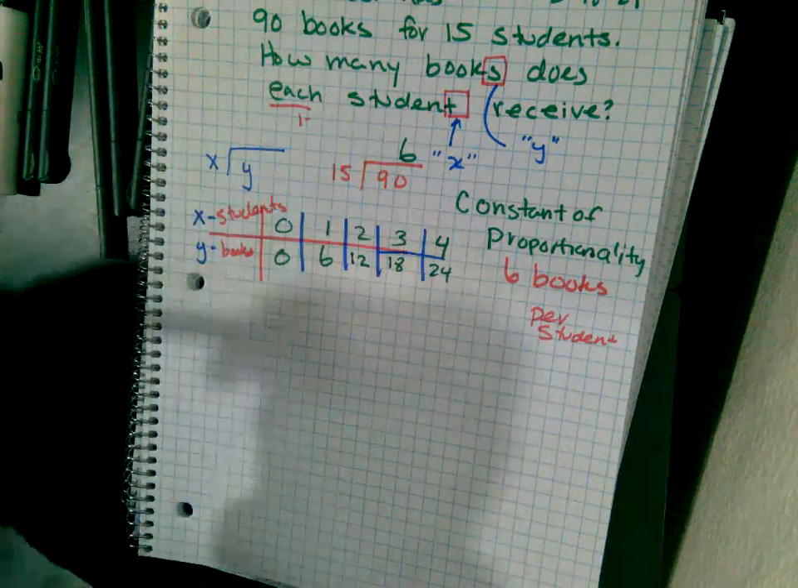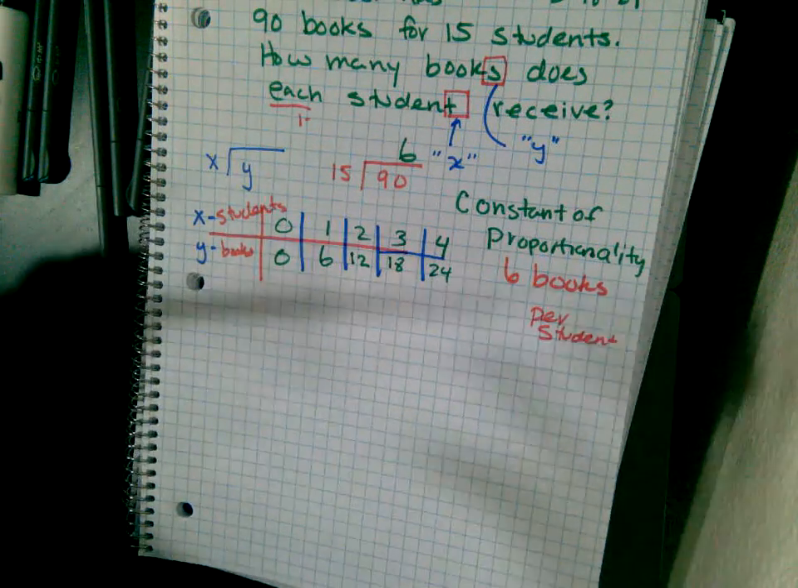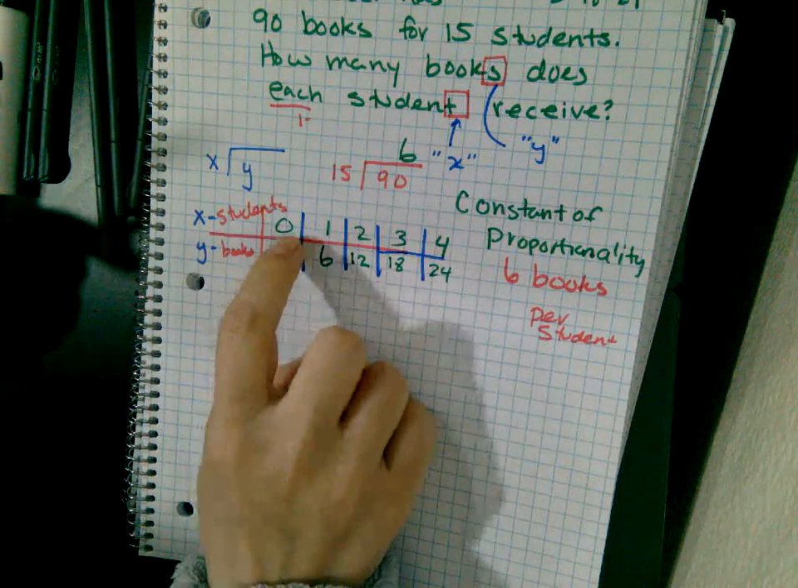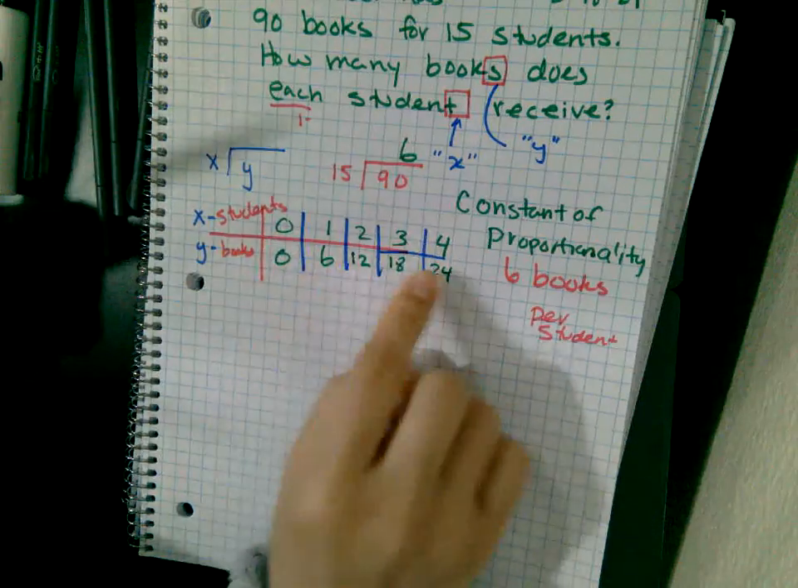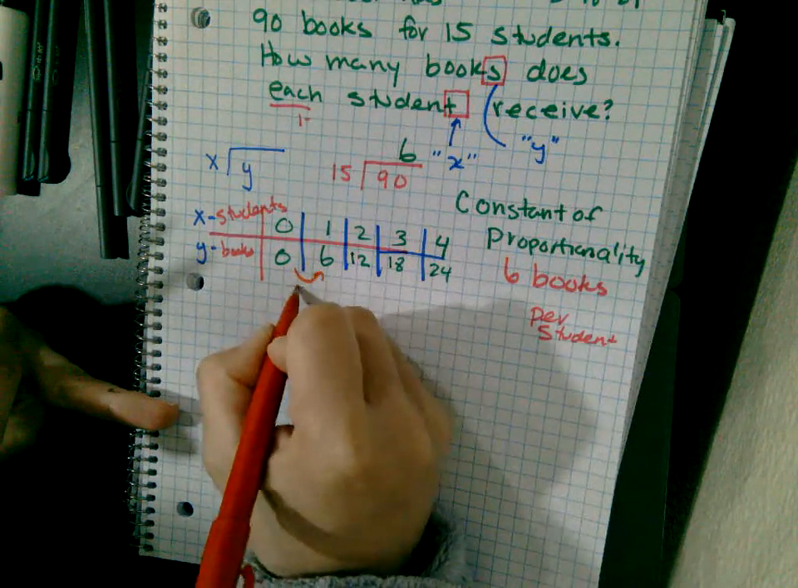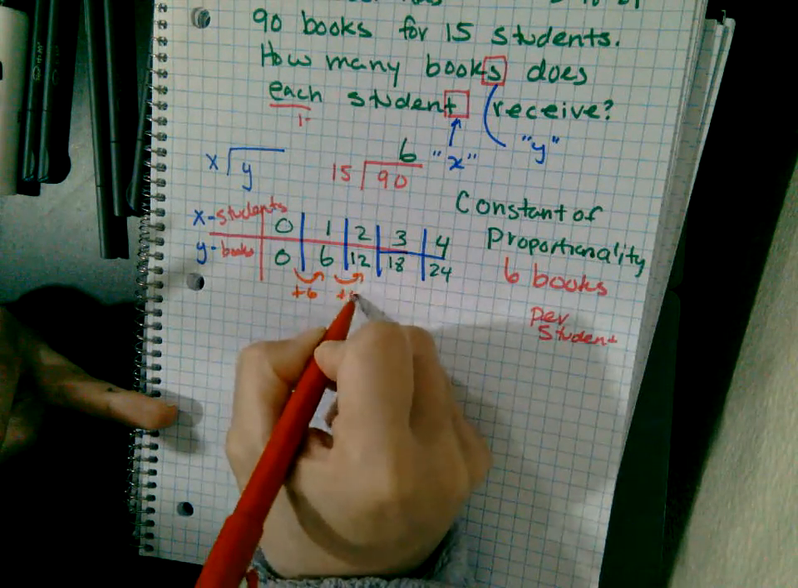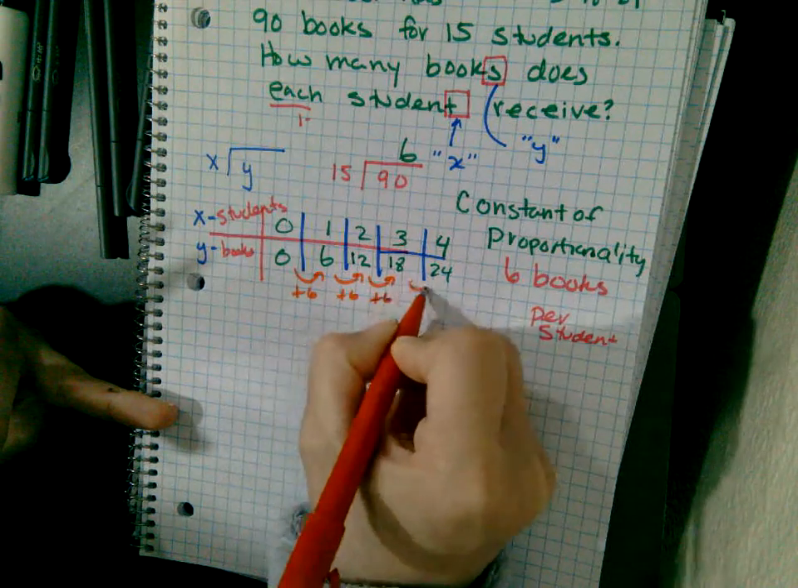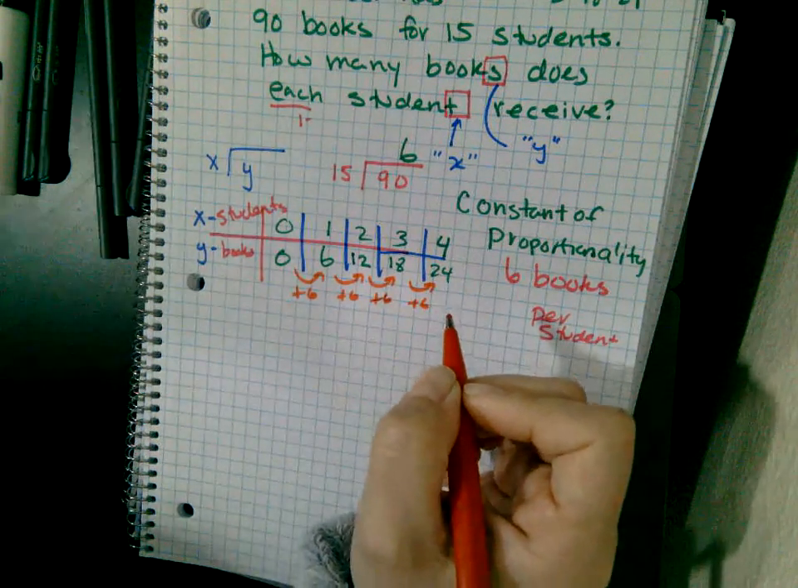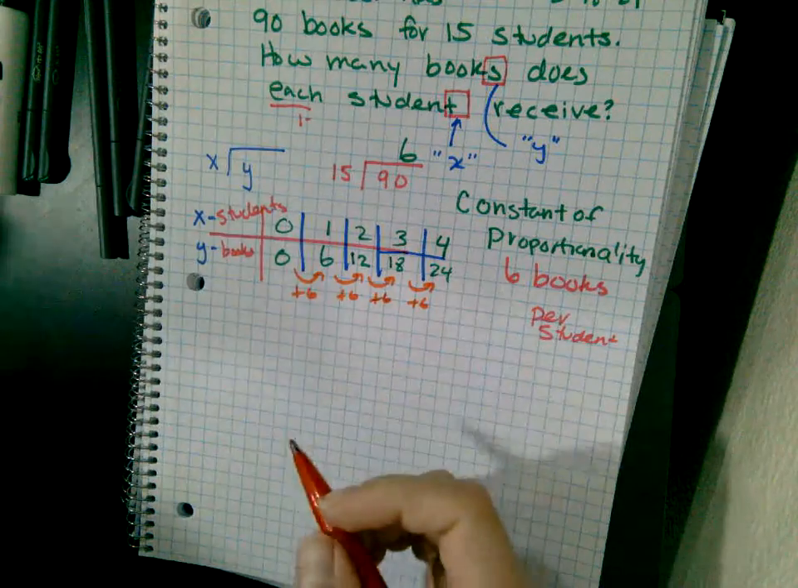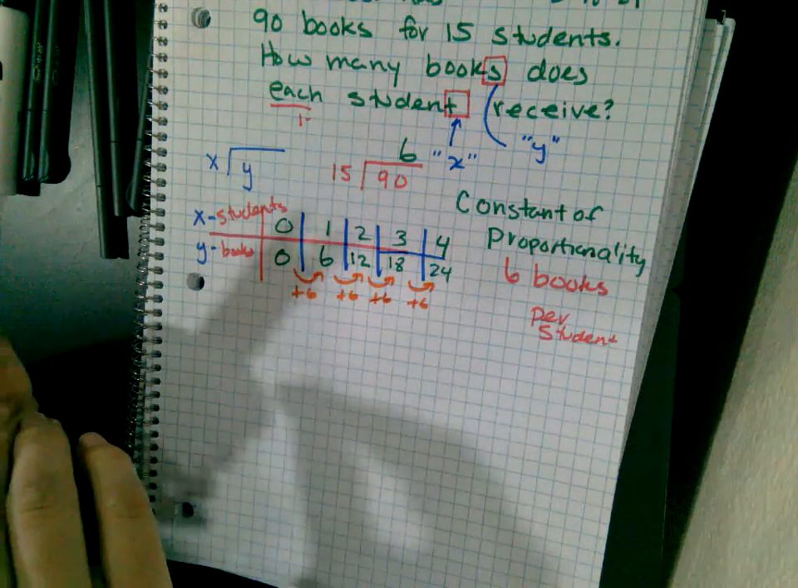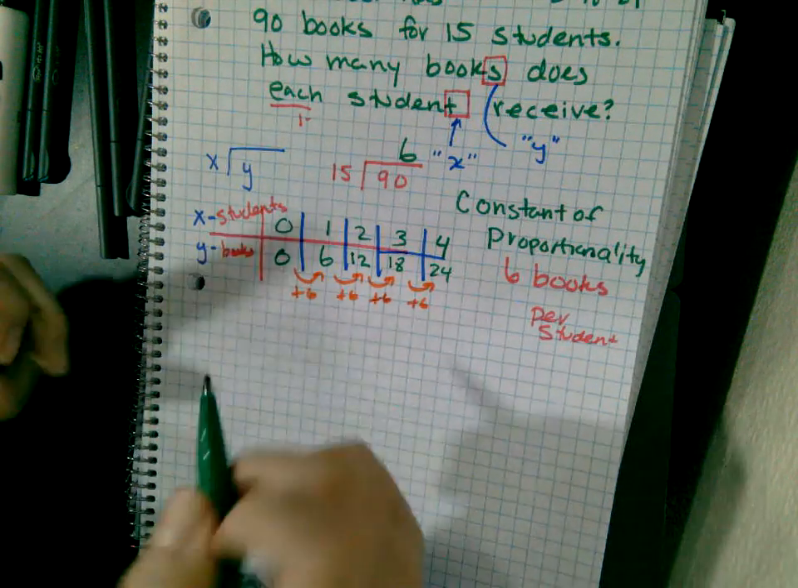What you should notice is this is why I want you to do a table that's 0, 1, 2, 3, 4. Right? This is why I want you to do this. Why? Because all you're doing here is adding by 6, right? That's why I want you to do 0 through 4, because it's easy, right? Now, what is your equation?